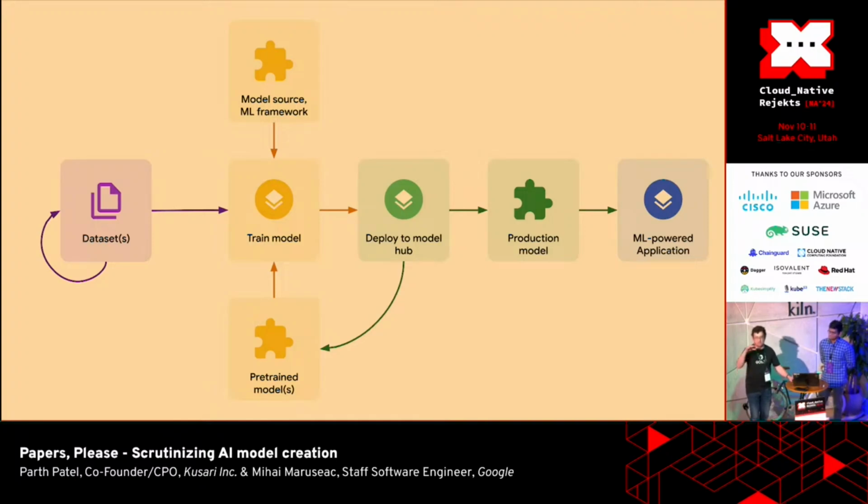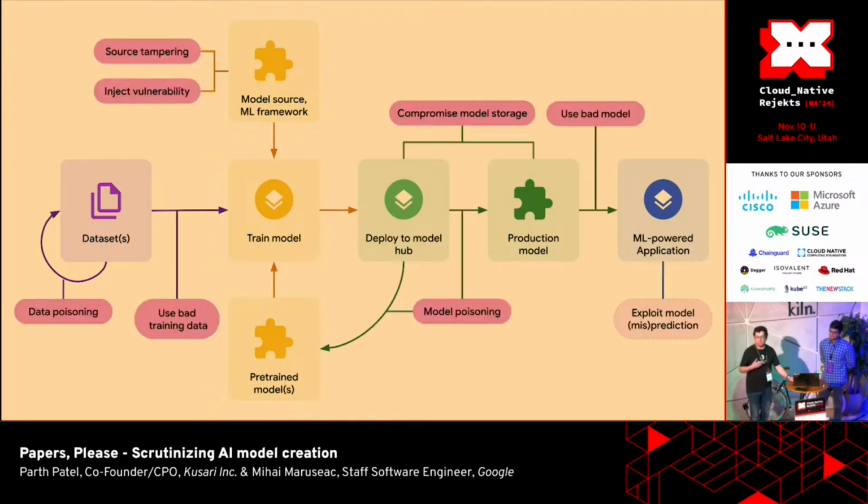This is a 10,000 feet view of building AI. And of course, at every step in the process, there are supply chain risks. So during the data transformations, someone maliciously or by accident could ingest data poisoning.